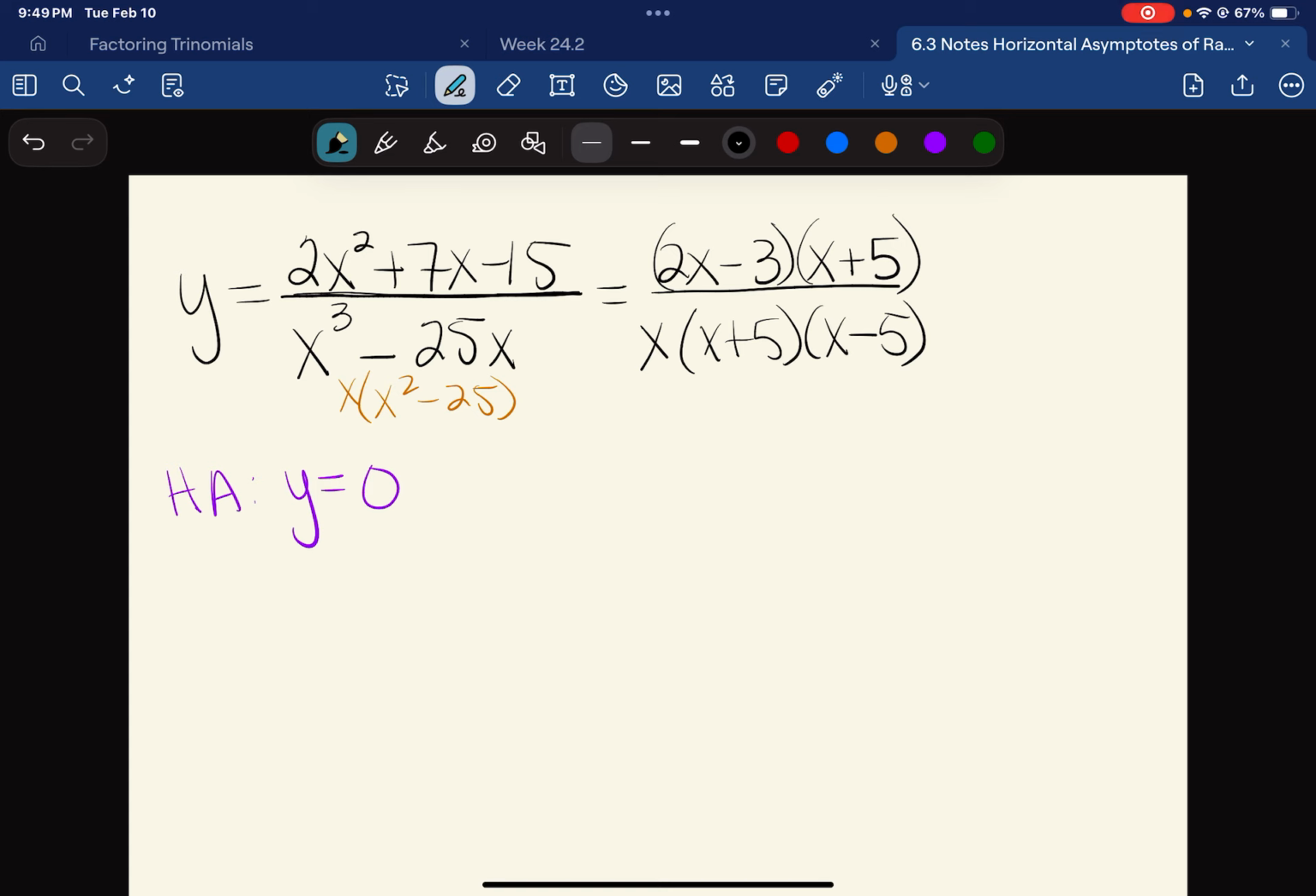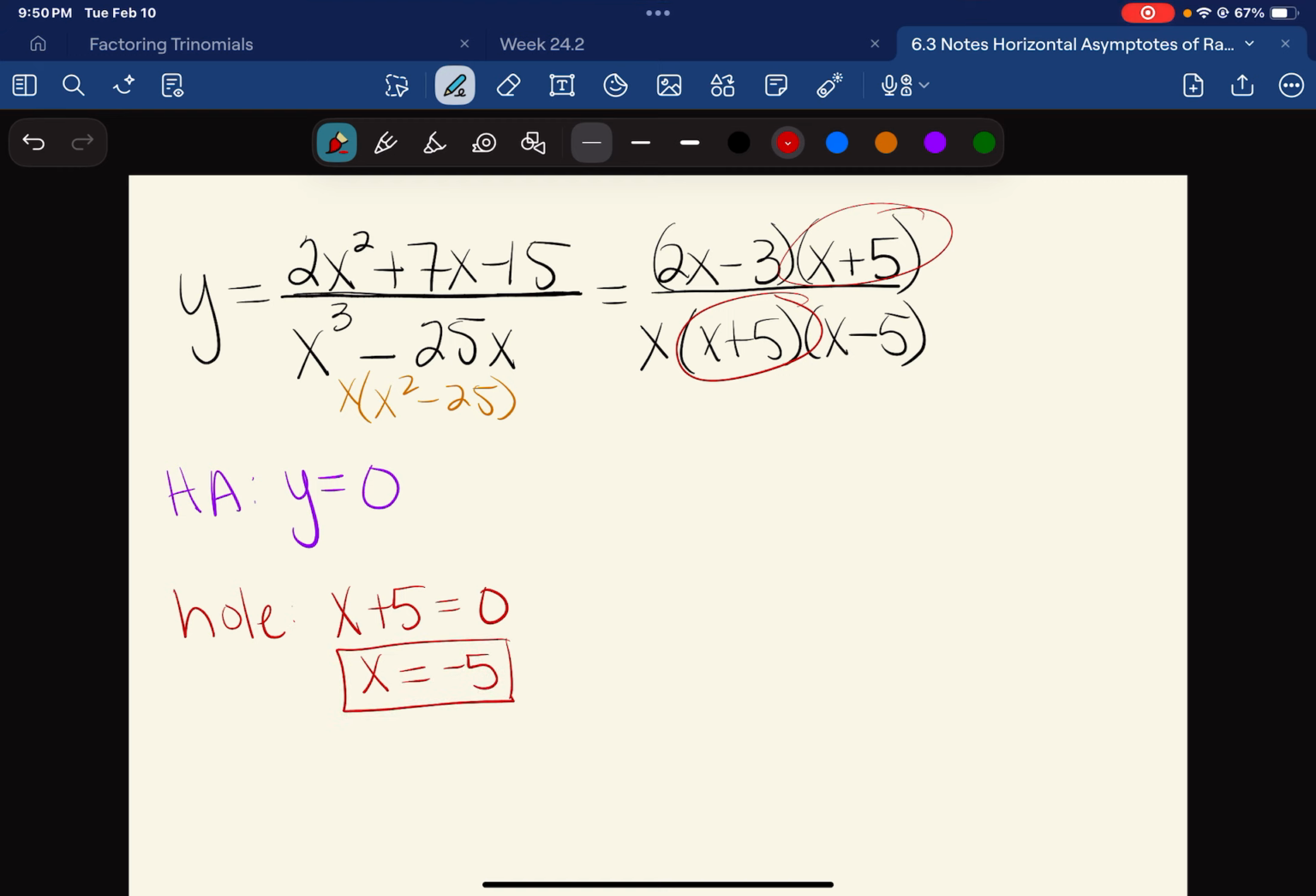Now let's look for a hole in the graph. And I see that both the numerator and the denominator have the factor of x plus 5. So if I want to look for a hole in my graph, I just set that common factor equal to 0 and solve, right? So we subtract 5 from both sides and we get x equals -5. That's where we have a hole in the graph.